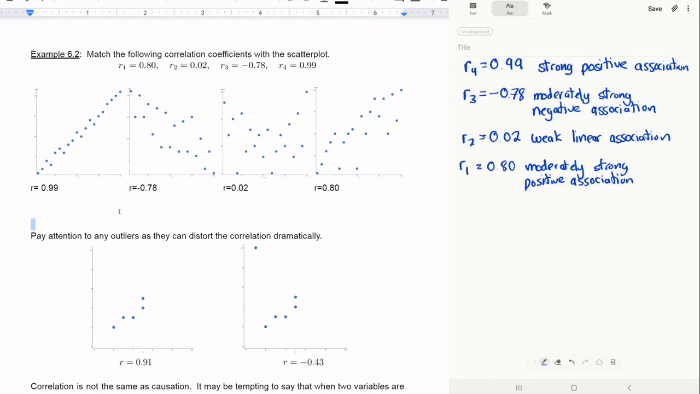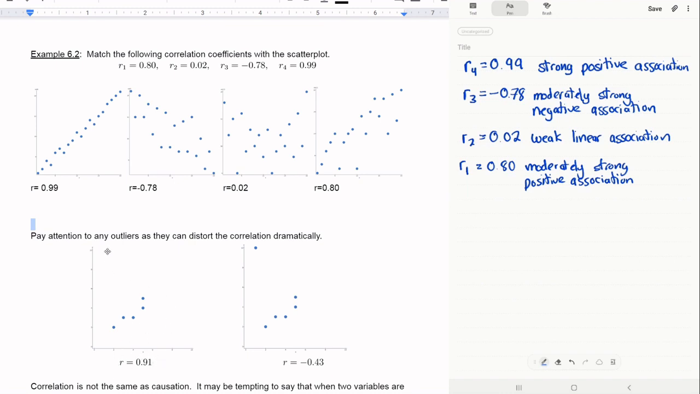So as we mentioned before, the correlation coefficient is sensitive to outliers. So we want to pay attention to any outliers as they can distort the correlation dramatically. So we have a look at the left scatter plot here. Here we have a few data points, and it shows a very strong positive association. The correlation coefficient is 0.91.